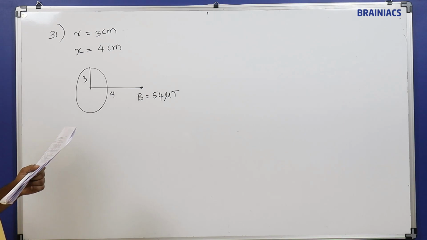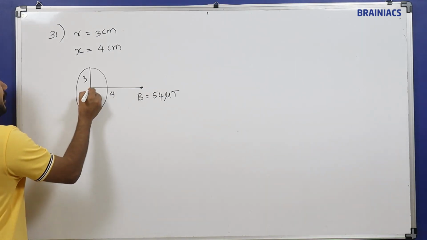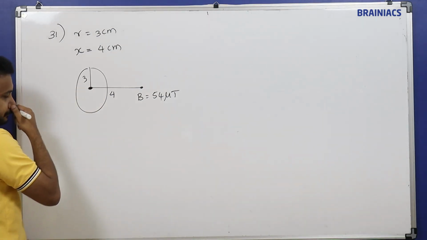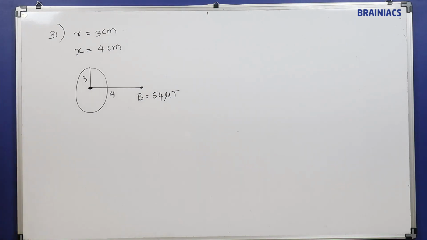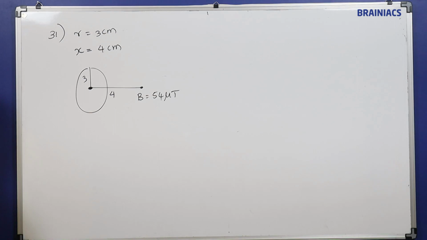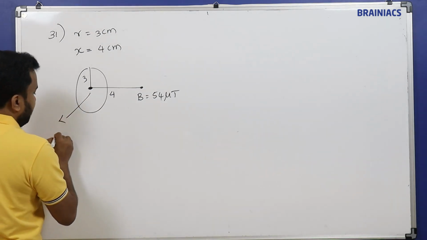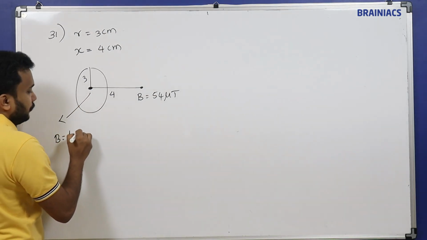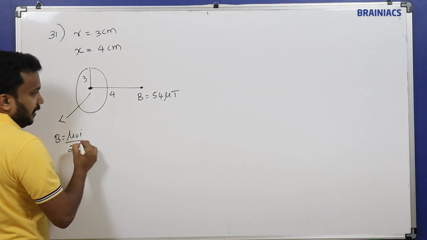What will be the value at the center of the loop? So we need to find out what the value is. Here we have to remember the formula we have learned in the previous classes, in the theory sessions. Magnetic field at the center, I know the formula: B is equal to mu 0 I divided by 2r.